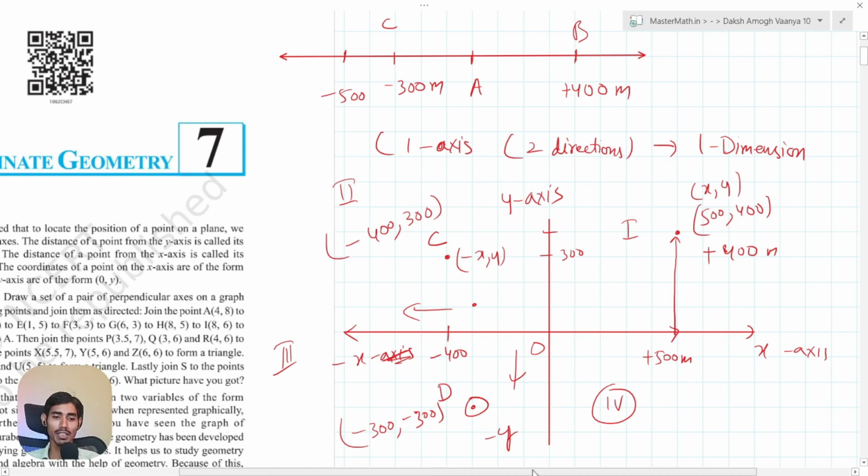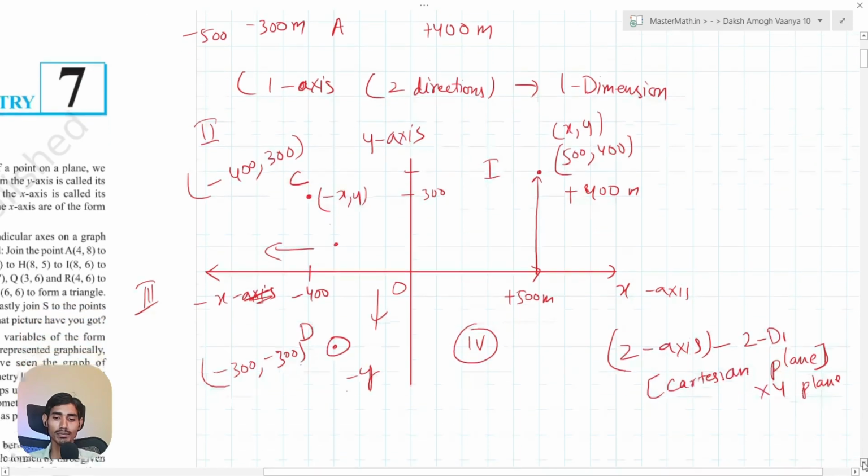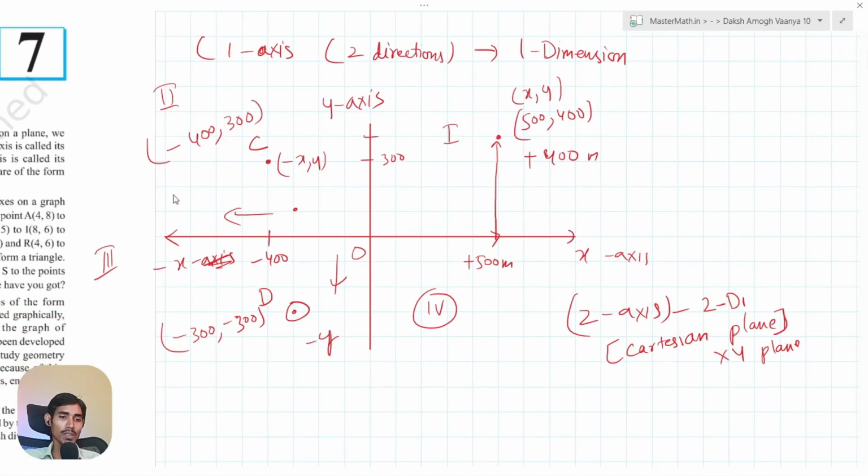Now this is in 2 axes. We use 2 axes, right? One is the north-south axis, one is the left-right axis. So 2 axes, it is called 2 dimension, 2D, and it is also known as the Cartesian plane, based on the mathematician Descartes. It is also commonly understood as the XY plane. It is the same thing, just the name is Cartesian plane.